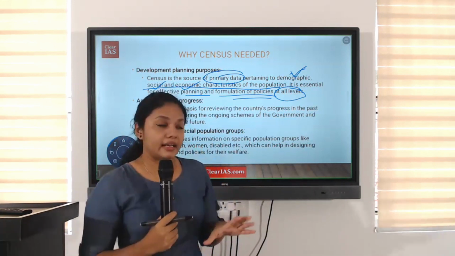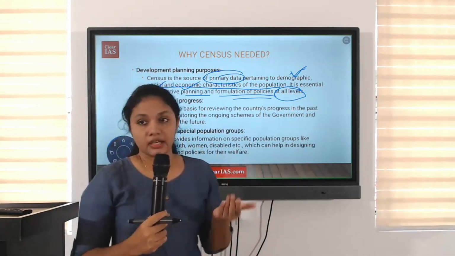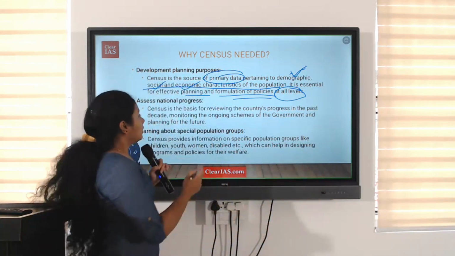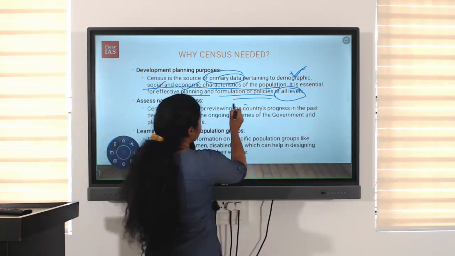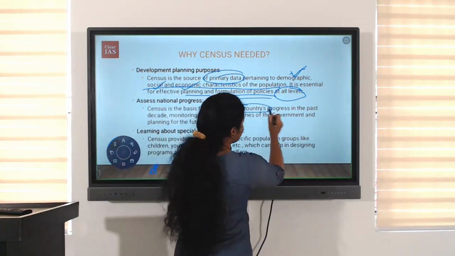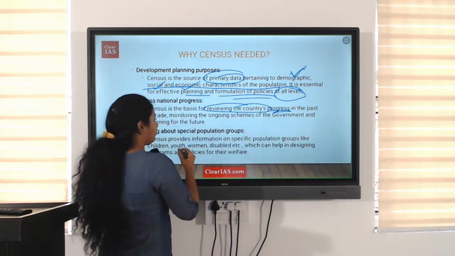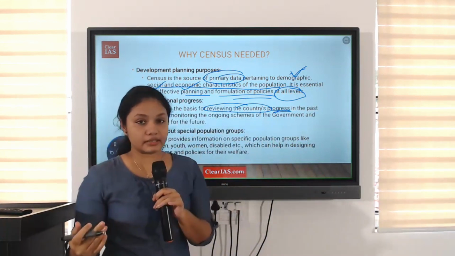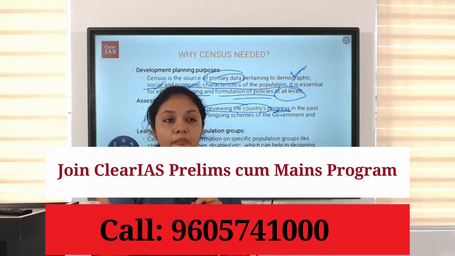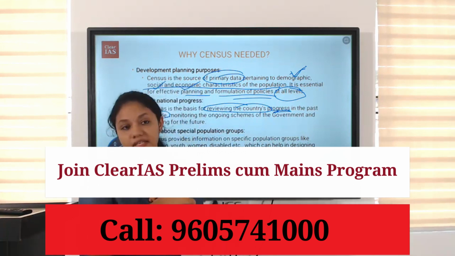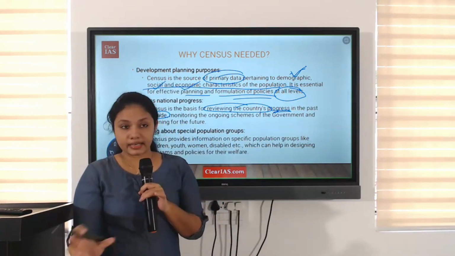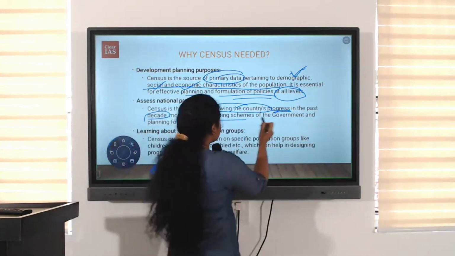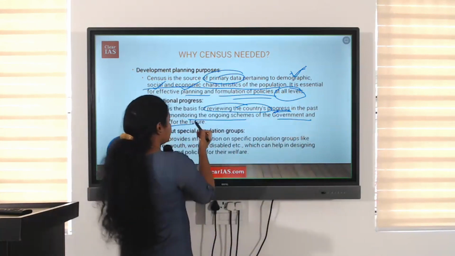Okay, mainly in the development scheme or existing area of how the population is. So analyze the progress of the country. For that also census is needed. Clear? Census is the basis for reviewing the country's progress in the past decade. Okay, why past decade? Because every 10 years we are conducting census, right? So we can compare the development in the previous decade with the next decade. Okay, monitoring the ongoing schemes of the government and planning for the future.